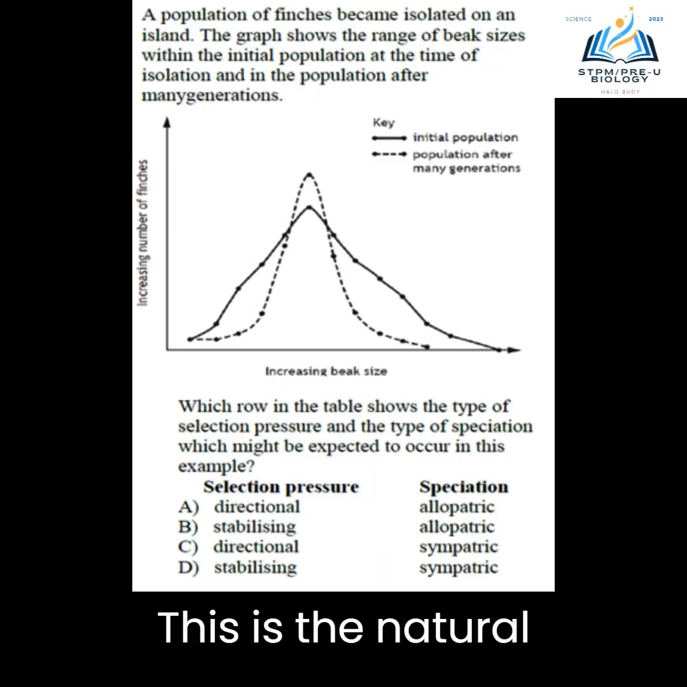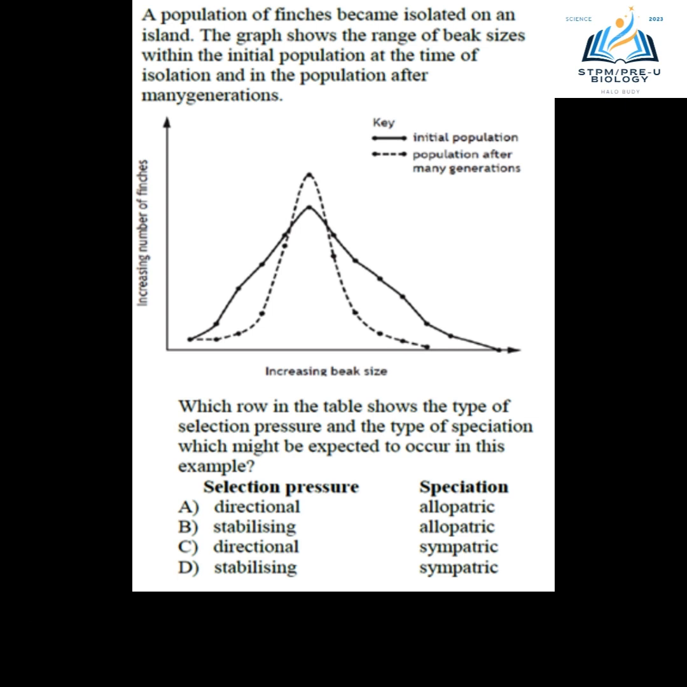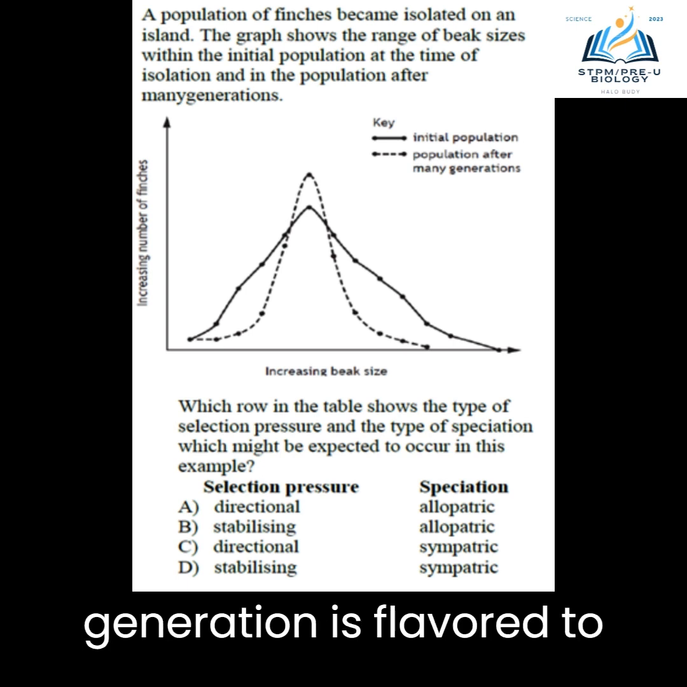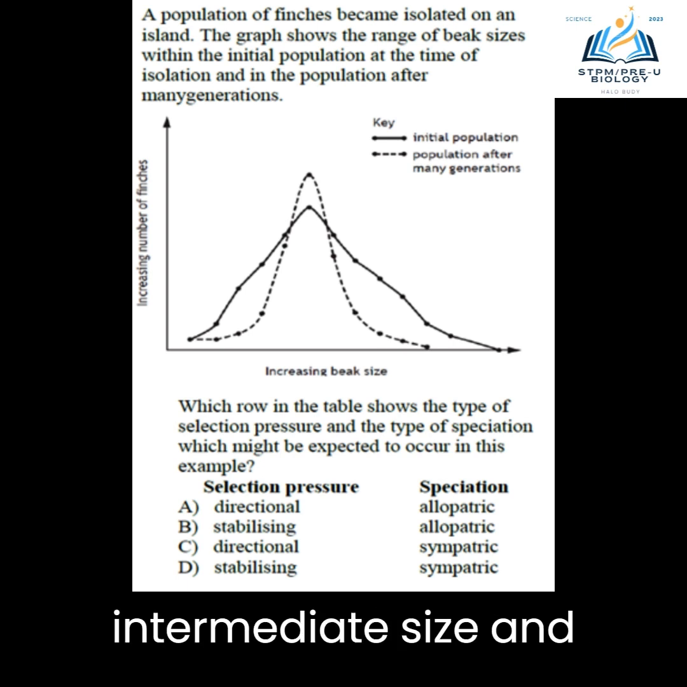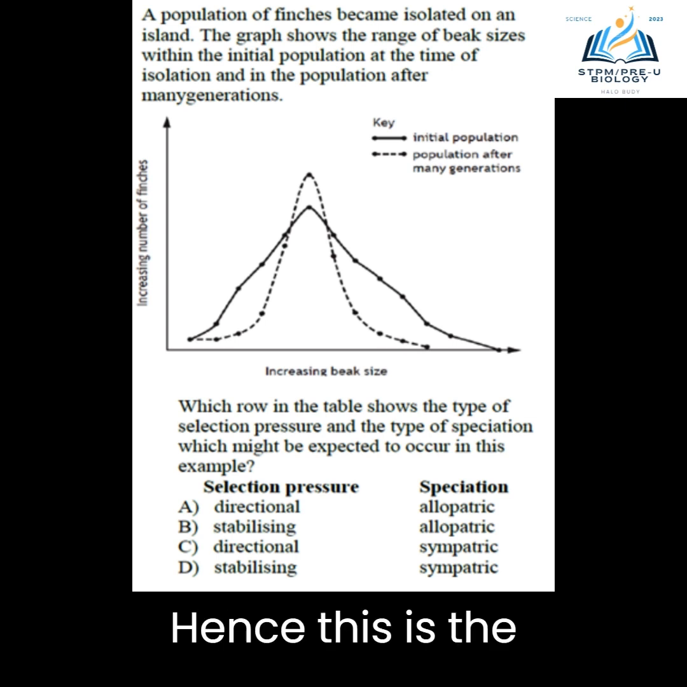This is the natural selection and speciation question. Based on the graph, the beak size of the finch population after many generations is favored to intermediate size and the extreme sizes are eliminated. Hence, this is stabilizing selection.